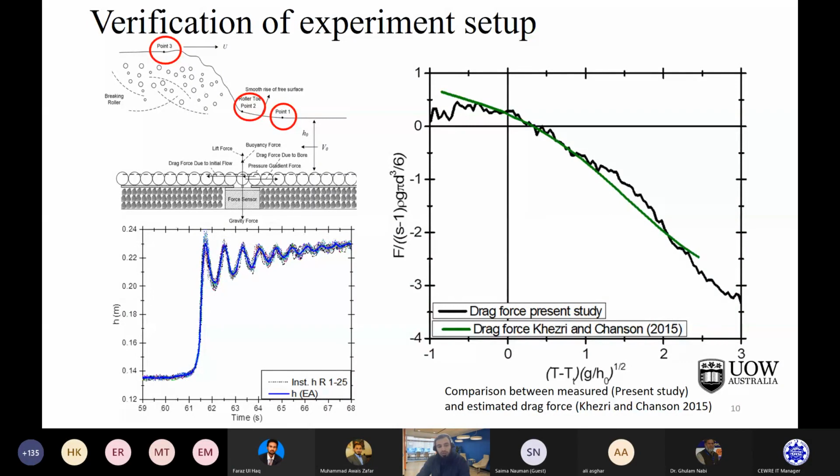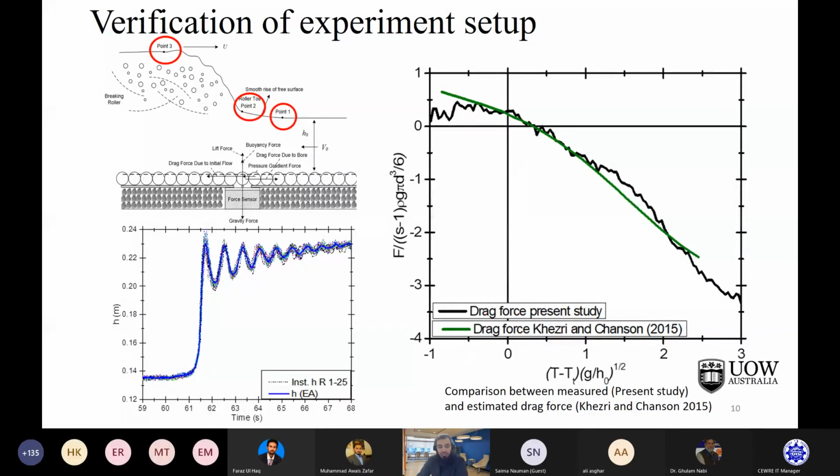So the top left photo is showing the force balance in horizontal and vertical directions and a schematic view of the breaking bore. To check the consistency of the experimental setup, at a single measuring point, the same run was repeated 25 times, shown in the bottom left graph.